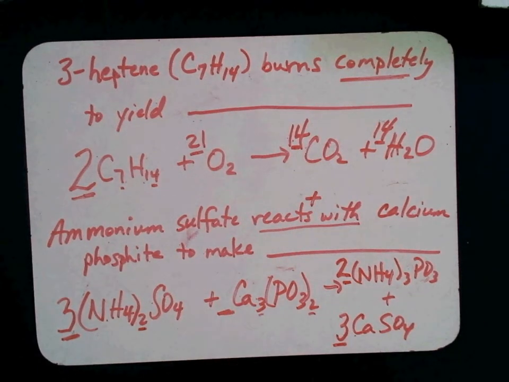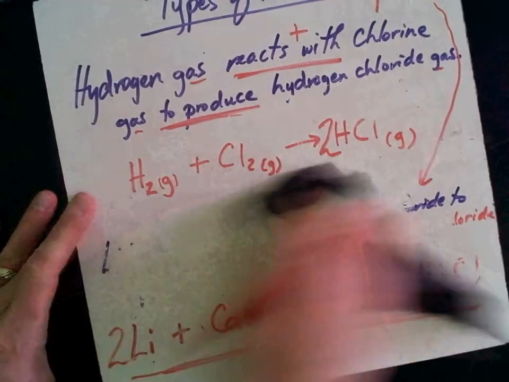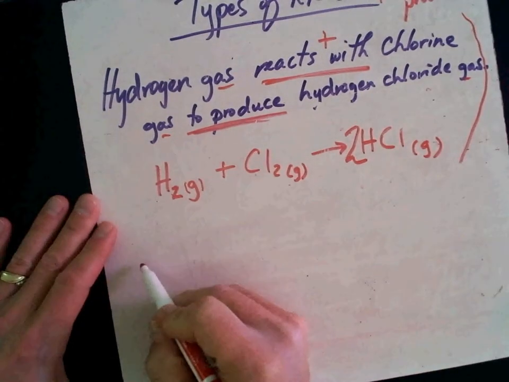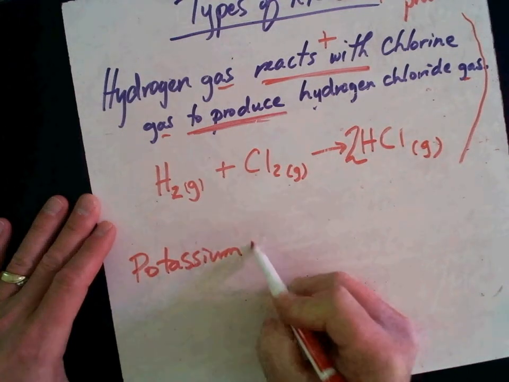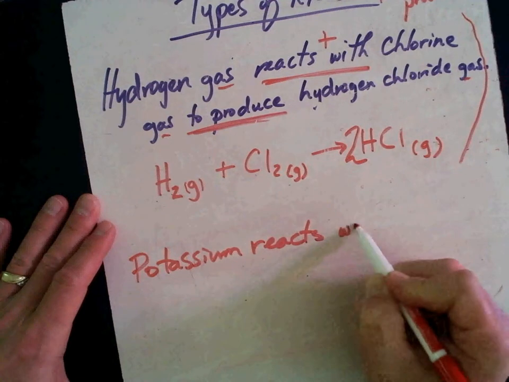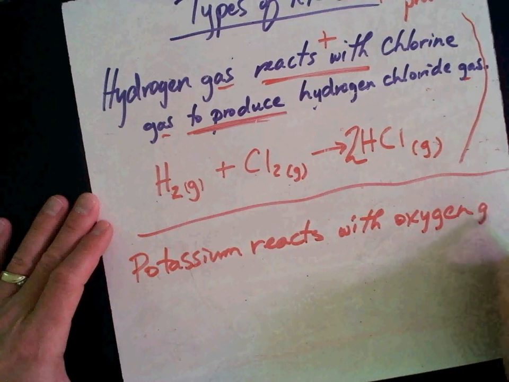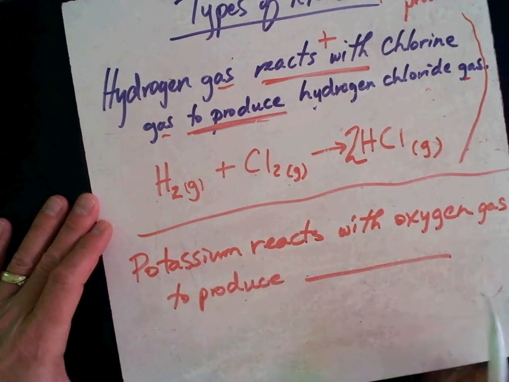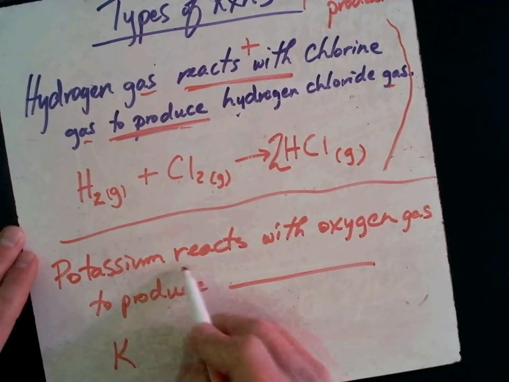This is called predicting the products. They give you the front half and you finish it. Let's do one more real quick. I'm going to erase off the bottom here. I'm going to do one more. Okay. So if it said potassium reacts with oxygen gas to produce blank. All right, potassium, okay, I know what potassium is.